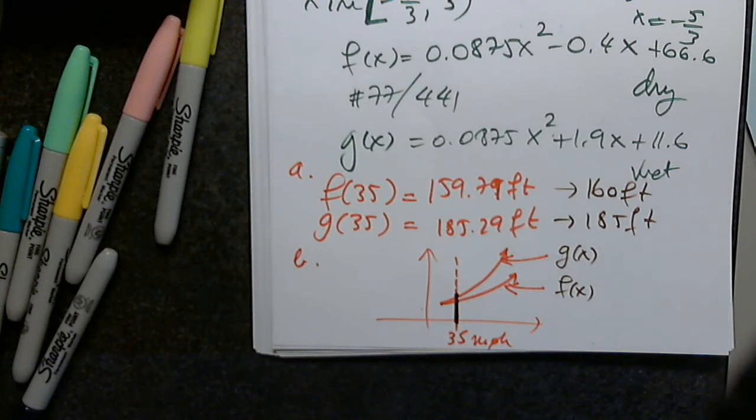Last part here. Determine speeds on dry pavement requiring stopping distances. This is where the inequalities come in. Determine speeds on dry pavement requiring stopping distances that exceed the length of 540.